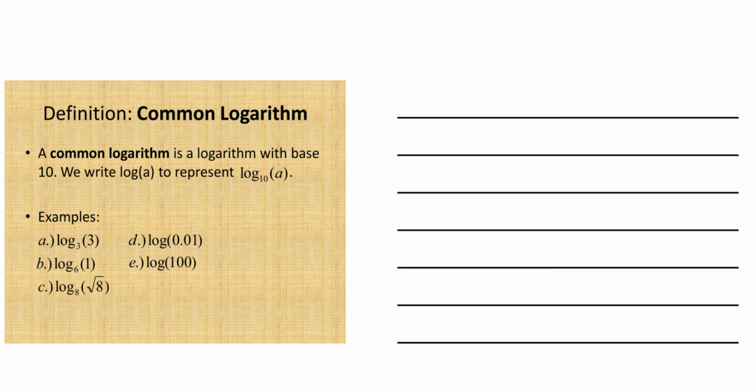Definition of a common logarithm. A common logarithm is a logarithm with base 10. We write log of a to represent log base 10 of a. So realize, we may not have a base written on there, okay? But if there's no base written on there, assume it's a base 10.